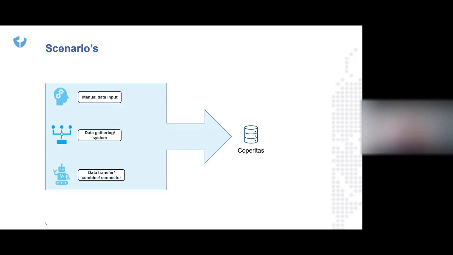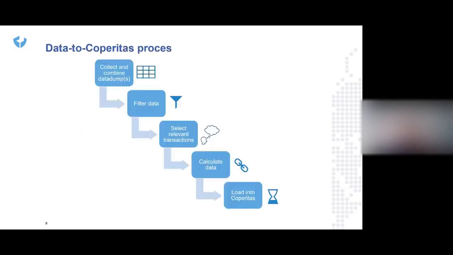Another example of RPA is a robot which scans invoices and converts this data to Excel, or it loads this data into the ERP system. So the robot can be used in many ways and in different processes. But if we take this and apply it to Coperitas, we can go to the next sheet.